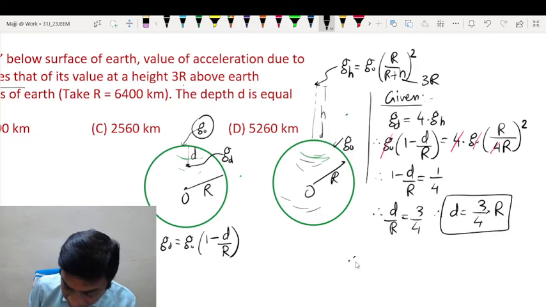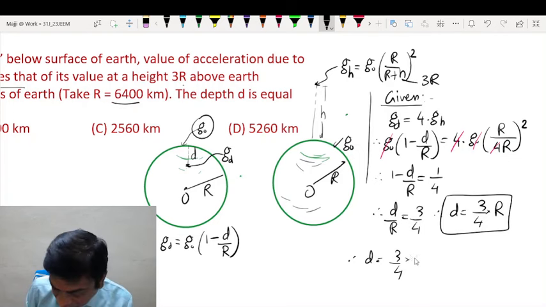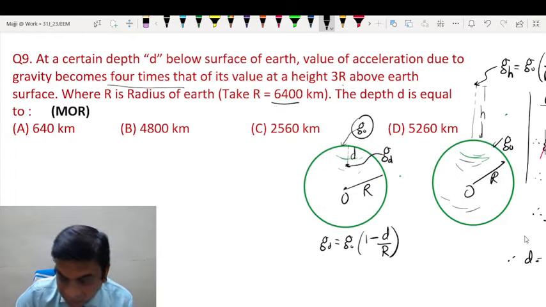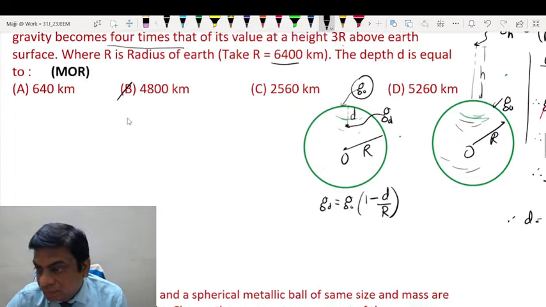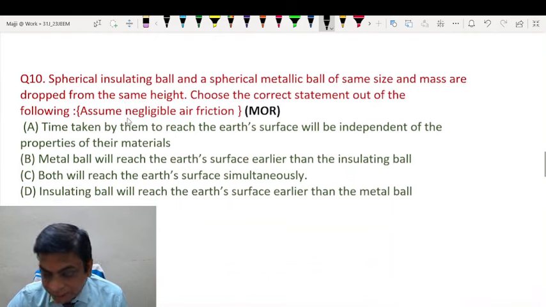If you substitute the value, the radius of Earth is given as 6400 kilometers. So, 6400 kilometers, 4 into 1600, 1600 into 3 is 4800. So, the correct answer is the B option. Moving to the next question.